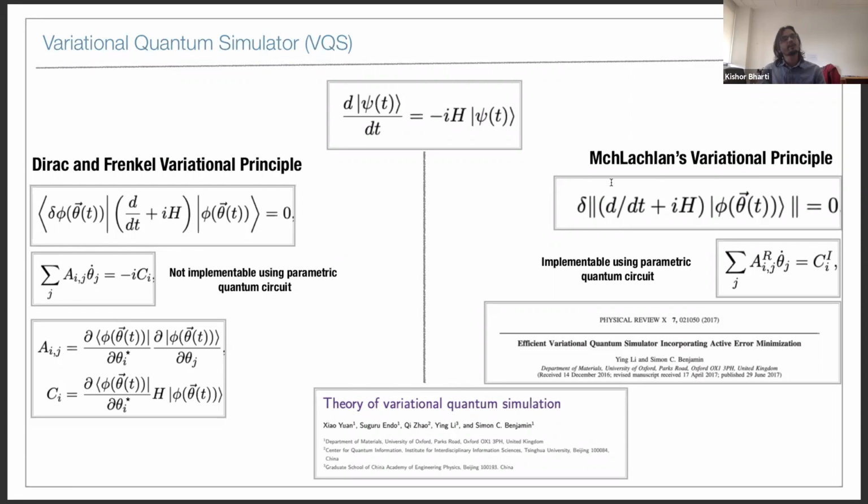So what Simon Benjamin and Ying Li proposed is the McLachlan variational principle, where you get not this one, but a modified version where you take the real part of Aij and the imaginary part of Ci. And here, if you start with thetas which are real, then it always remains real. This is all good, but there are some problems with this method, which I will explain.